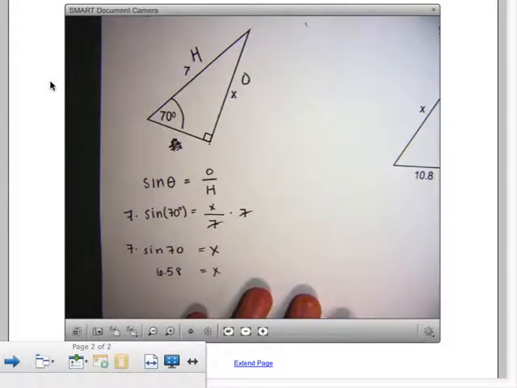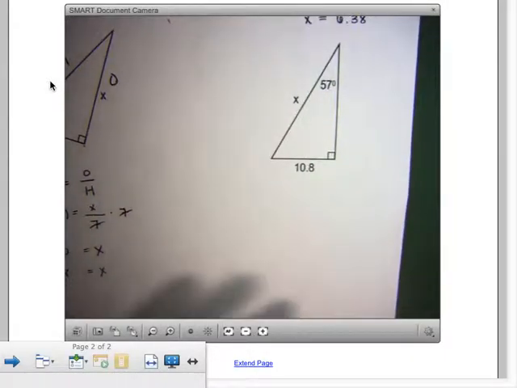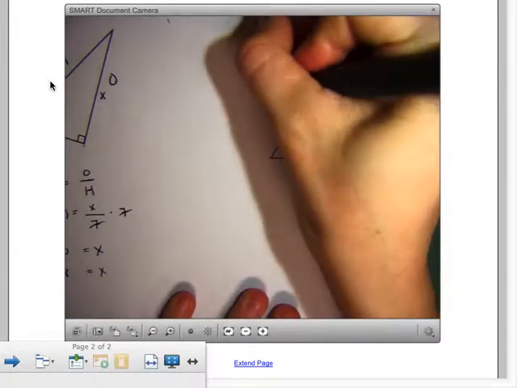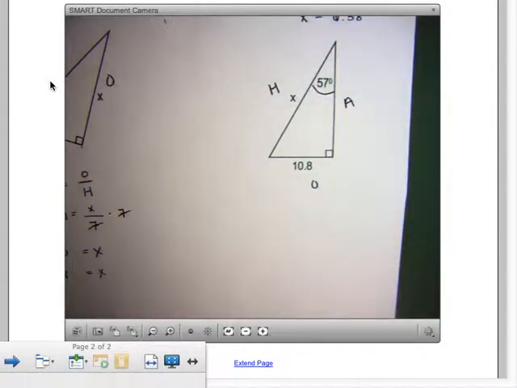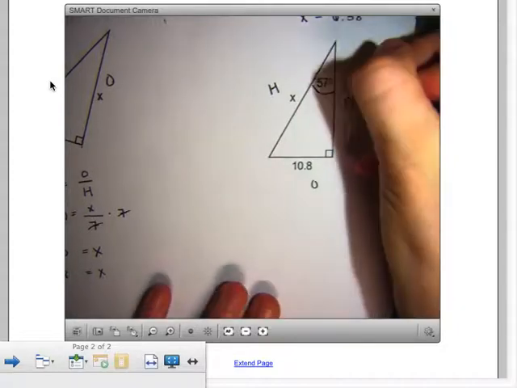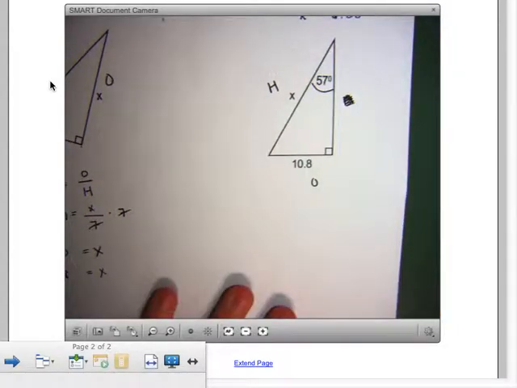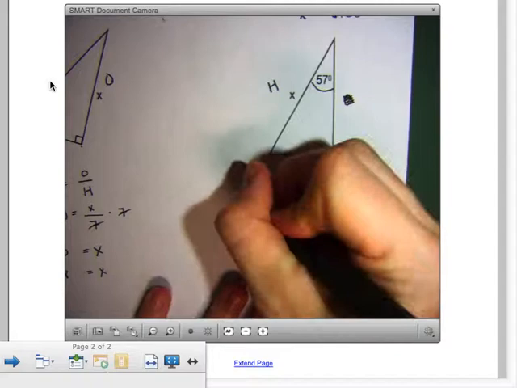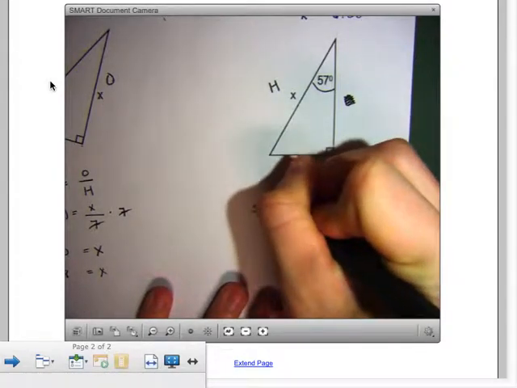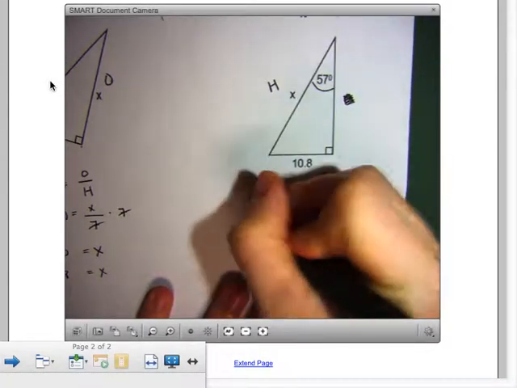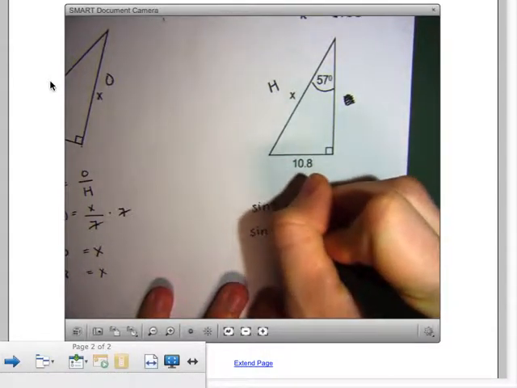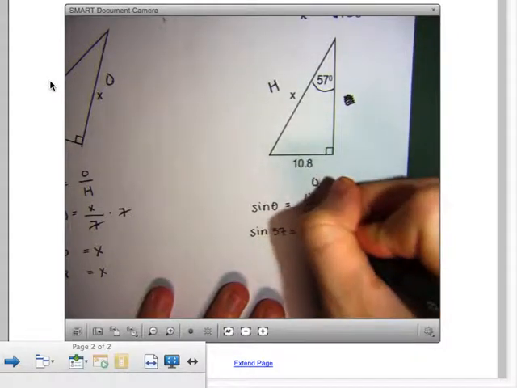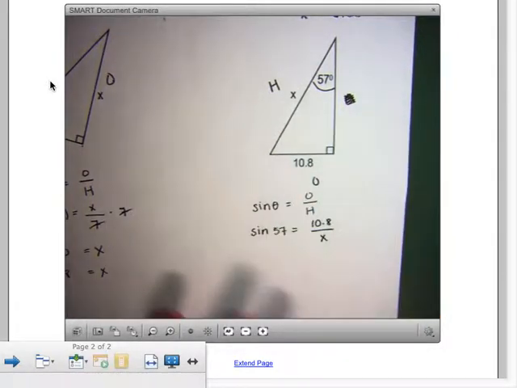Okay, we're going to do one more. So here the angle is 57. Label opposite, adjacent, hypotenuse. Okay, again, I don't have any number with A, so I'm going to ignore A. So I have O and H again. So that's going to be sine. So theta, my angle, is 57. O is equal to 10.8. H is equal to X.